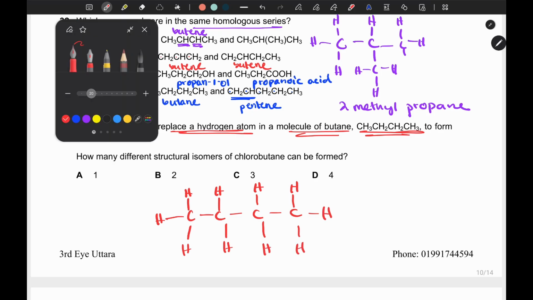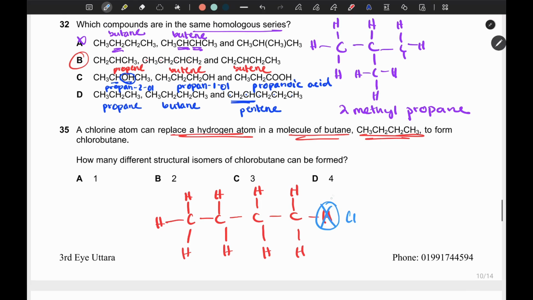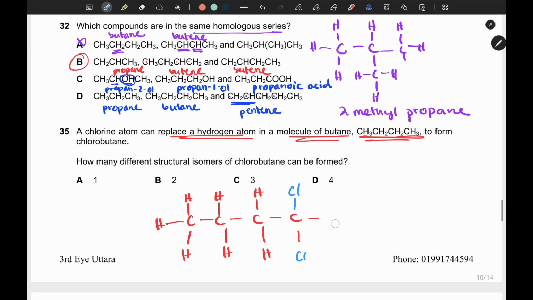So chlorobutane is formed when one of these hydrogens is replaced by a chlorine. So now we have to check what are the positions of chlorine that can give different structural isomers. So let's say this 1, 2, and 3. All three of them at the end of the day represent the same structure, because if I put a chlorine over here or here or here, at the end of the day, if the rest are hydrogens, it's still just CH2Cl in my structural formula. So it's not changing anything. So this part would represent one structural isomer.